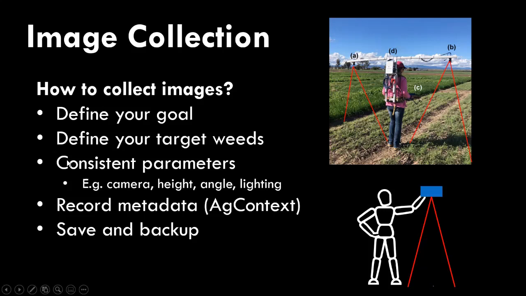And the next part of this step is to have consistent parameters. As with the ag context, you need to be able to report the camera type you use, so you don't want to try and combine two cameras into one data set. You need to have the height consistent. Here we have a backpack system we've developed at the University of Sydney. That keeps our camera height relatively consistent, and width and angle is consistent as well.